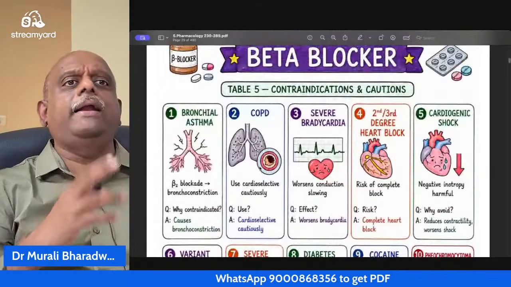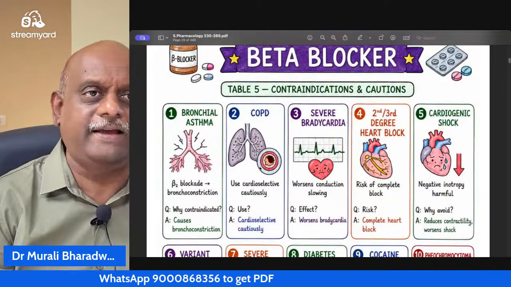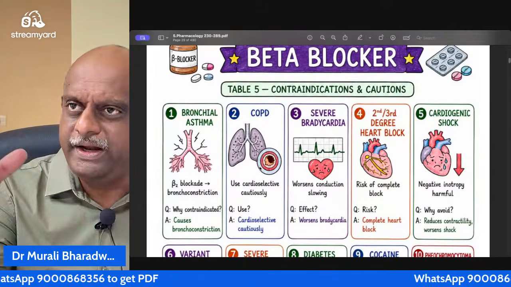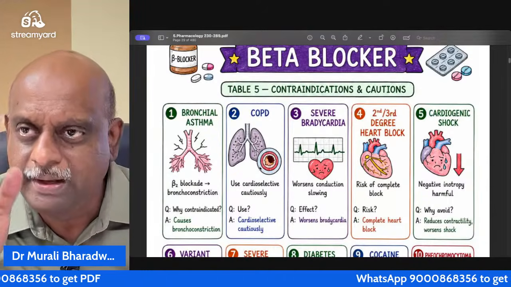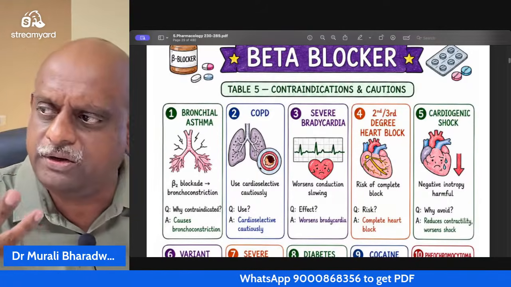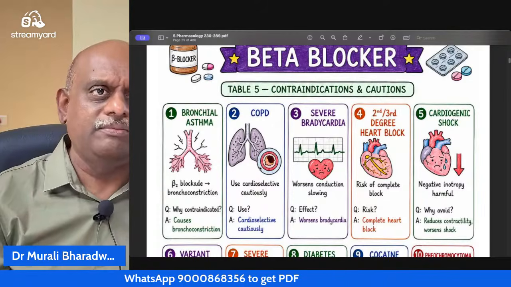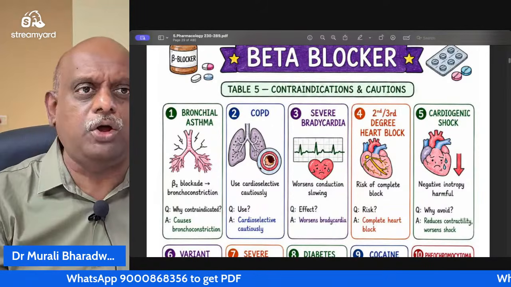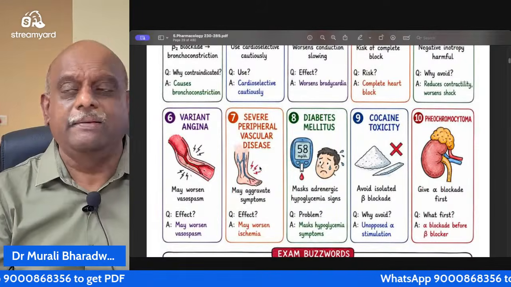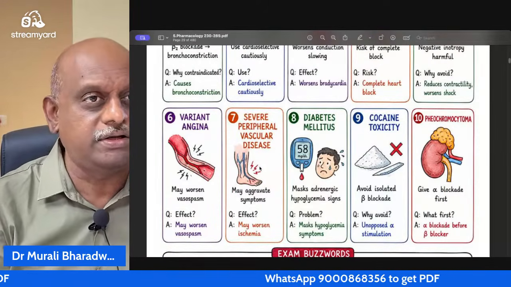Now, what are contraindications of the beta blockers? Favorite MCQ in every NEET PG exam. Bronchial asthma, COPD, because they lead to bronchoconstriction. Beta 2 agonists lead to bronchodilation. Beta blockers lead to bronchoconstriction. Severe bradycardia, second and third degree heart block, cardiogenic shock. Typically, they are all the contraindications.